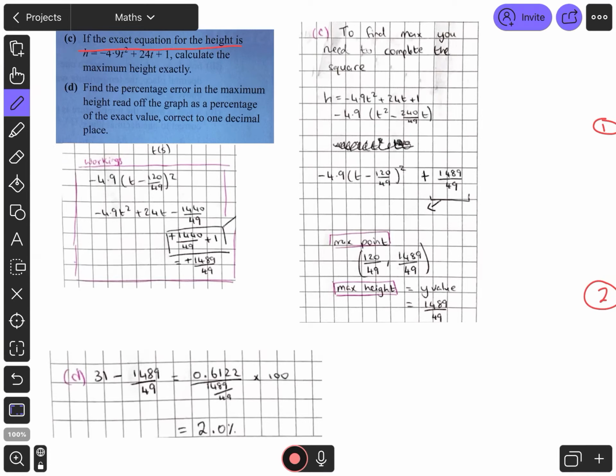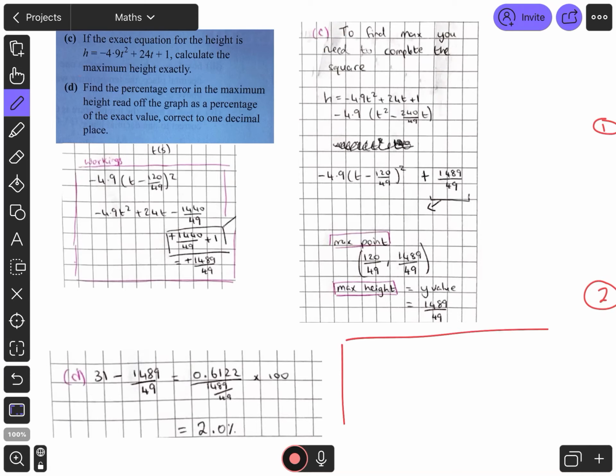It says, if the exact equation for the height is given with this, calculate the maximum height exactly. The only way that we know how to do this, there is another way that is slightly easier, but we haven't done it yet, is to do what's called completing the square. We would have looked at this a couple of weeks ago. When we complete the square, we are able to find the maximum value.